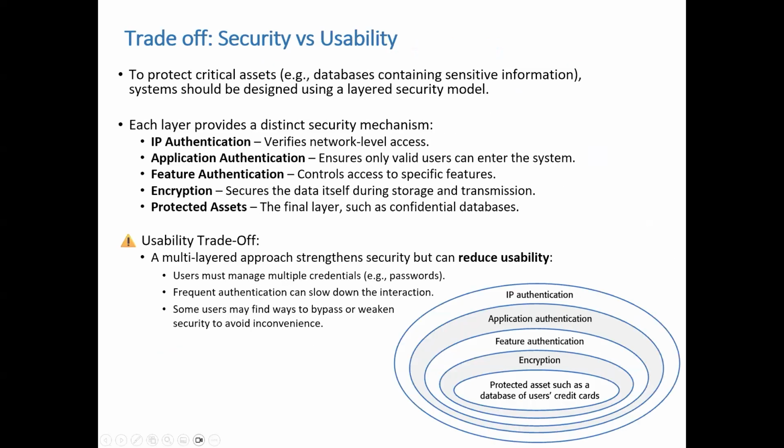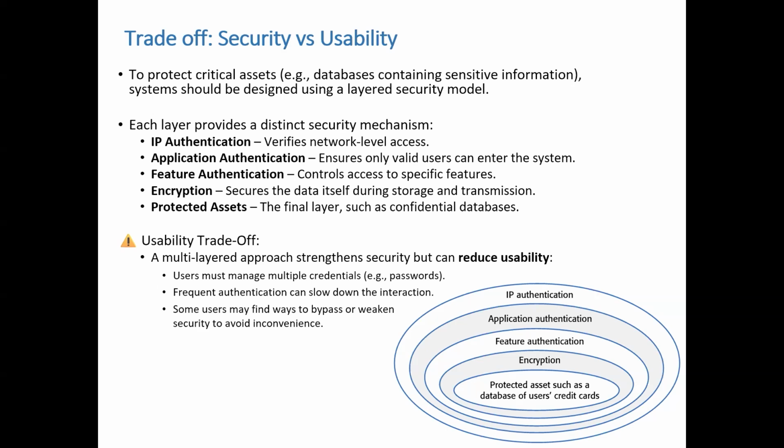Let's talk about one of the most important and sometimes frustrating parts of system design: security. One highly effective approach is to use layered security. You can think of it like an onion, with multiple protective shells that an attacker would have to get through to reach the core. At the outer layer, we might have IP authentication, which filters access by network.